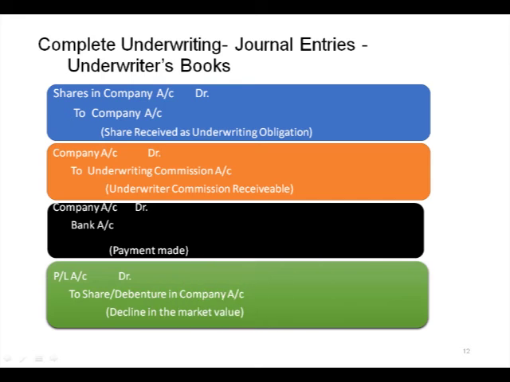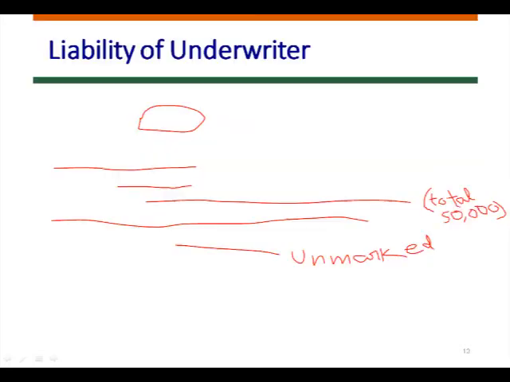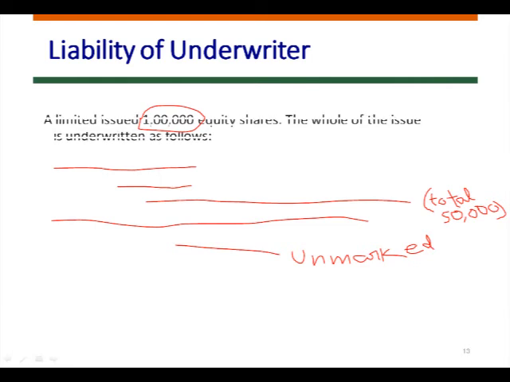And the last one is, if there is a decline in the market value of shares or debentures, it will be profit and loss account debit to share or debenture account. So these are the four entries we do in the books of underwriters. Now the question arises: how will we calculate the liability of the underwriter?